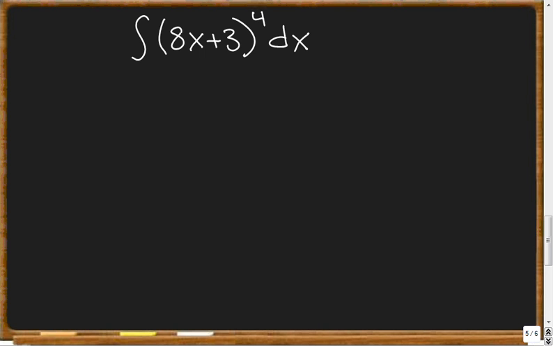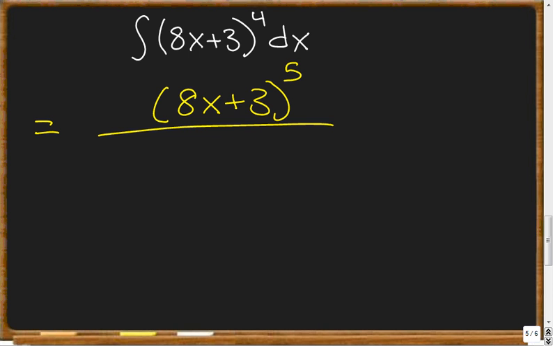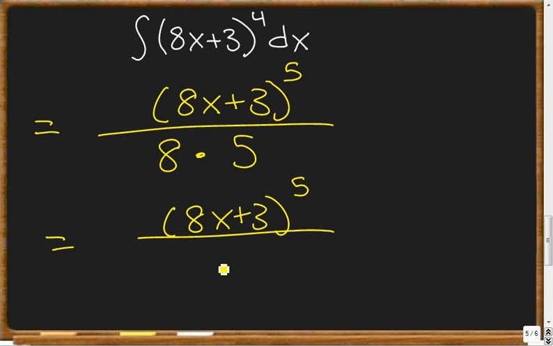we're going to have our 8x plus 3. We raise that by 1 power, so it becomes to the 5th. We then divide by that 5, but we have to also consider the derivative of the inside of that function, which is also 8. And so we end up with 8x plus 3 to the 5th over 40.